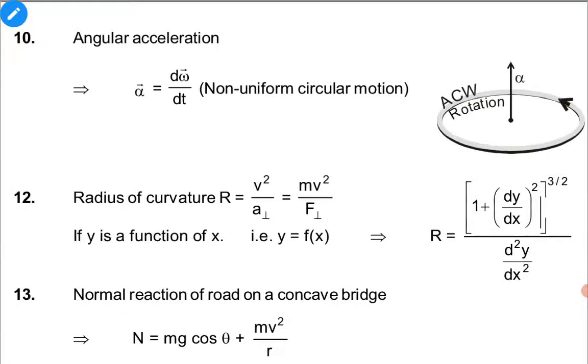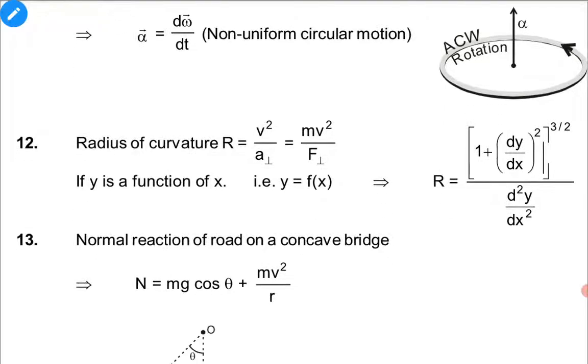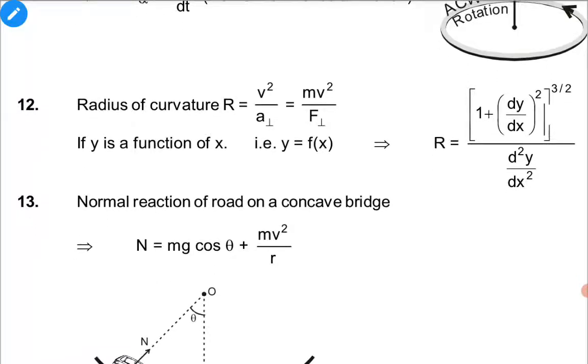Angular acceleration, in case of a non-uniform circular motion, alpha equals d omega upon dt. Radius of curvature r equals v square upon perpendicular acceleration, equals mv square upon f perpendicular. If y is a function of x, then we can write r equals 1 plus dy upon dx whole square, to the power 3 by 2, upon d square y upon dx square.